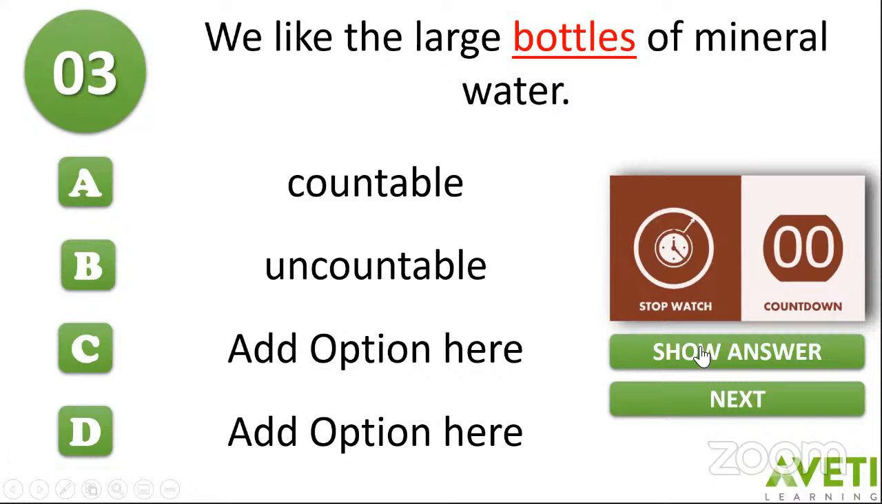Now let us see this one. We like the large bottles of mineral water. Now tell me, bottles, whether it is countable or uncountable. We like the large bottles of mineral water. Your countdown begins now.